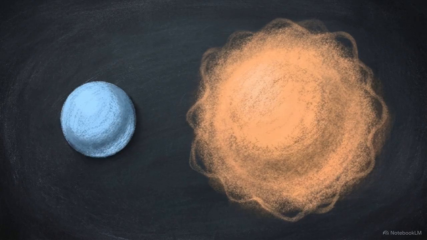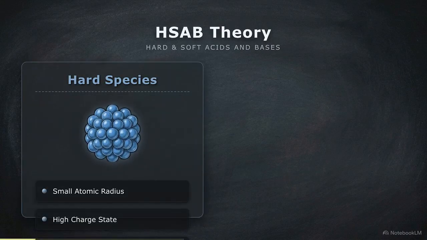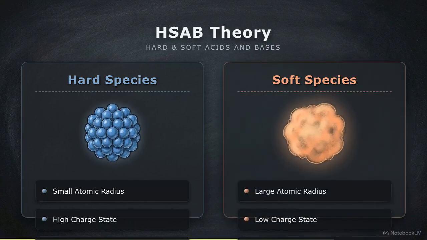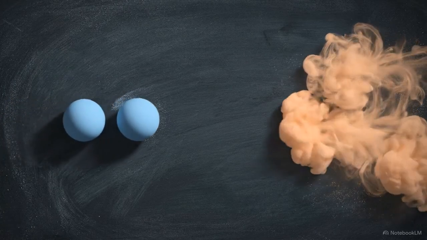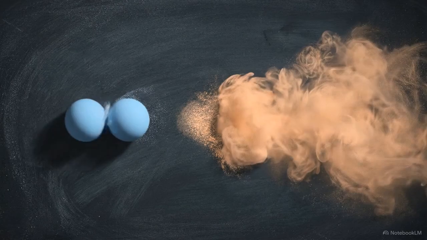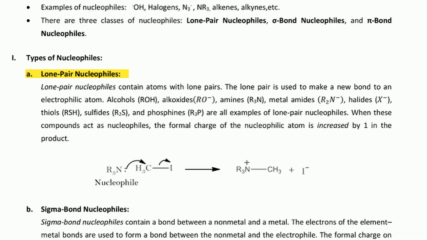These orbital matching mechanics map directly onto Ralph Pearson's hard and soft acids and bases theory. In the HSAB framework, we classify hard species by tight, rigid electron clouds, small atomic radii, high charge states, and weak polarizability. Soft species represent the inverse. They have large radii, low charge states, and highly diffuse, strongly polarizable electron clouds. The foundational maxim of HSAB is that hard acids bind strongly to hard bases, and soft acids bind strongly to soft bases. We can apply these parameters across the three distinct classes of nucleophiles.